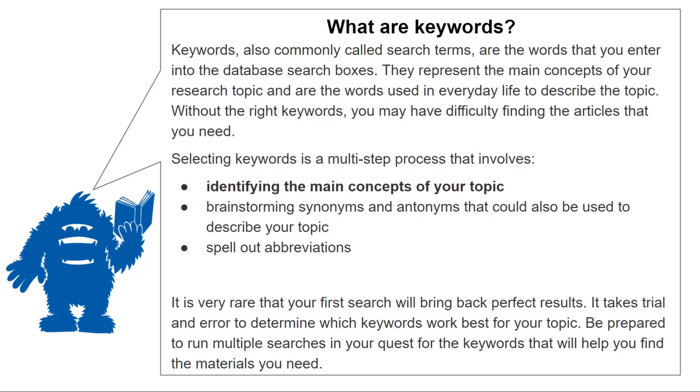Now, the database can be a little unfriendly. If you spell something incorrectly, it won't work. Let's say you use the word television, it's not also going to look for TV. So when you prepare to search in the database, think of synonyms and antonyms to describe what you're looking for.